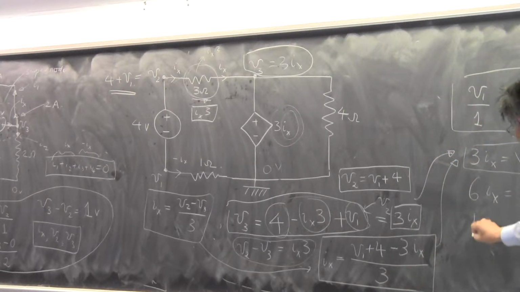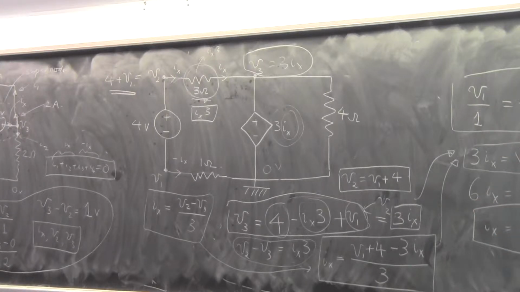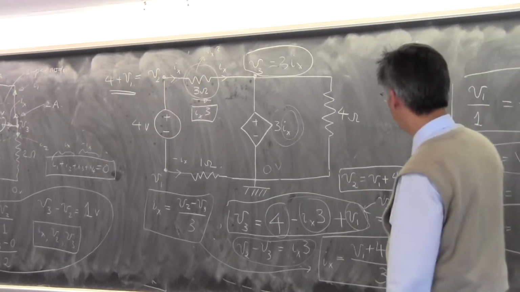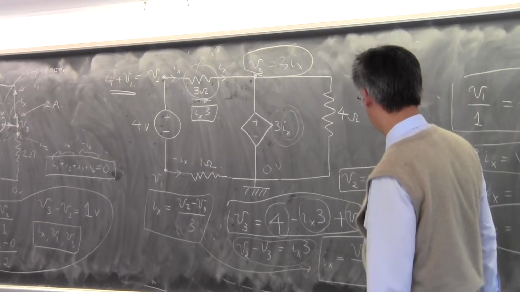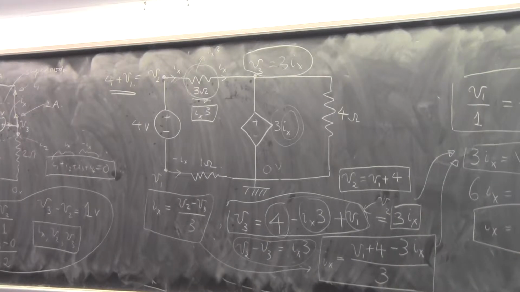And then I solve Ix to be V1 plus 4 over 6. So once Ix is found, I will find my V1, and once my V1 is found, I can find my V2, and once my Ix is found, I can also find my V3, and this problem is solved once V1, V2, and V3 are solved for. Okay, it's rather complicated, yes? We seem to be solving the problem without using the 4 ohms.